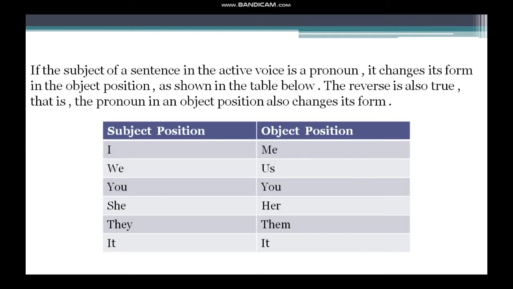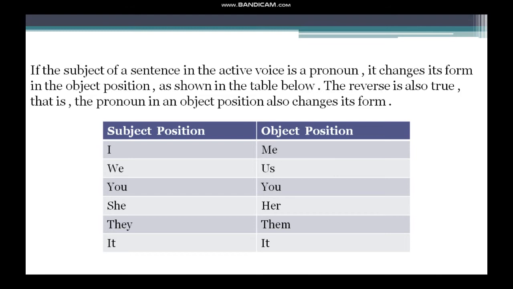If the subject of a sentence in the active voice is a pronoun, it changes its form in the object position as shown in the table below. The reverse is also true, that is, the pronoun in an object position also changes its form.